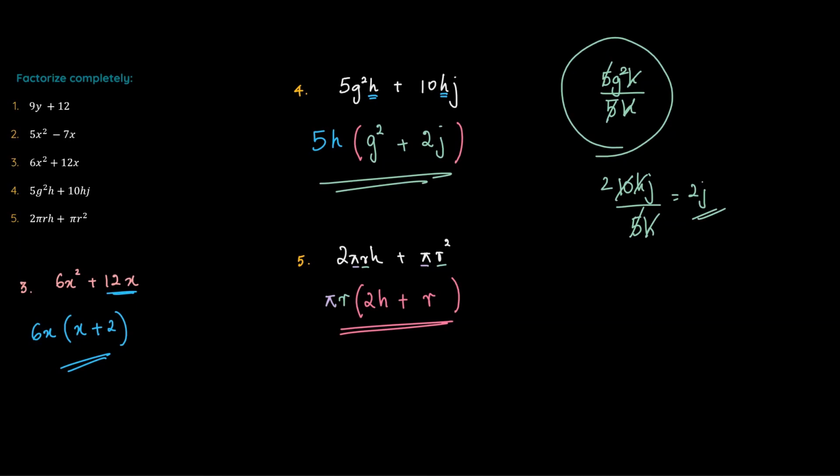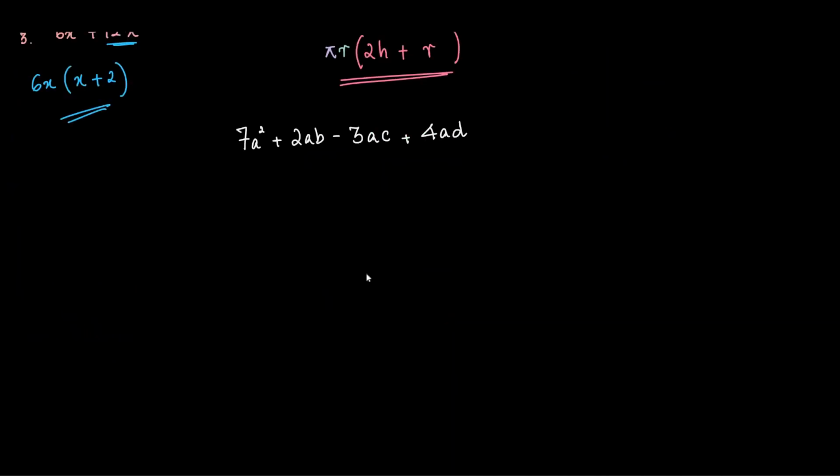Now, in this video, we'll be discussing factorizing algebraic expressions with 4 terms. For example, let's take the expression 7a squared plus 2ab minus 3ac plus 4ad. Now, if you're factorizing with 4 terms, you would have to find a common factor that is common for all 4 terms. When you look at the numbers, it is 7, 2, -3, and 4, which have nothing in common. But when you look at the variables, you realize that a is common for all of them.